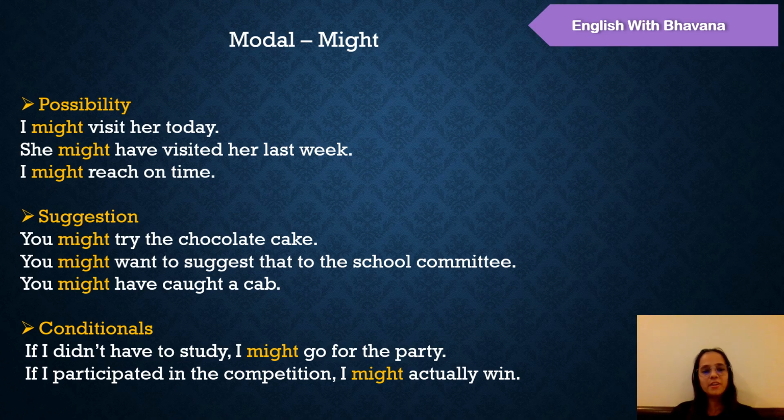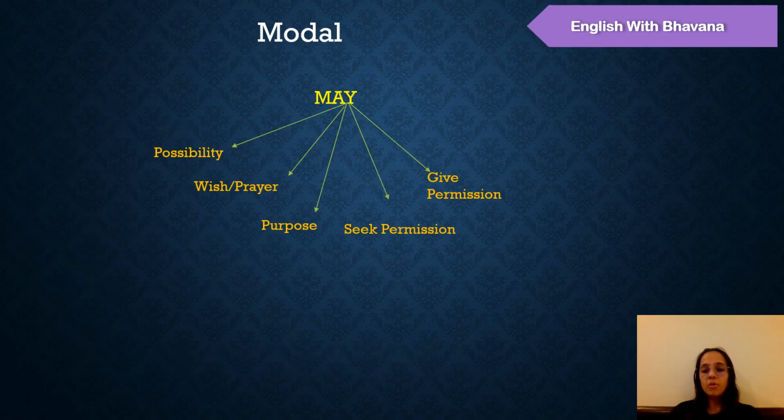Okay, let's move forward. Next modal is may. May, again the possibility, but a little higher possibility than might. When you have a little higher possibility than might, we use may. And may is not that formal. It's a little informal. We use it for possibility, wish or prayer, purpose, seeking permission or giving permission.